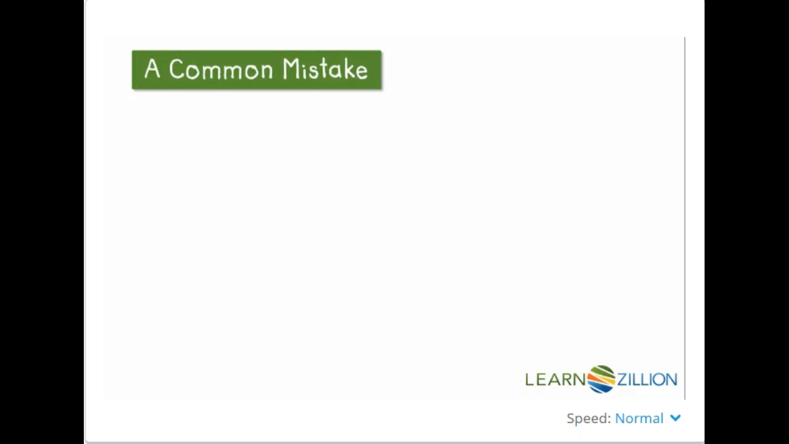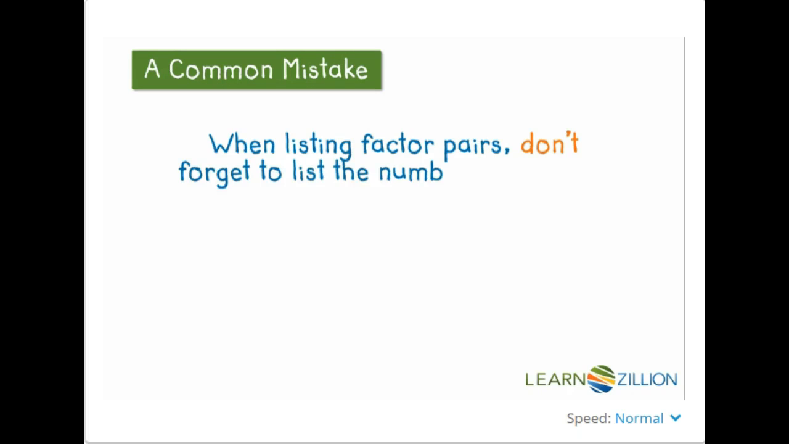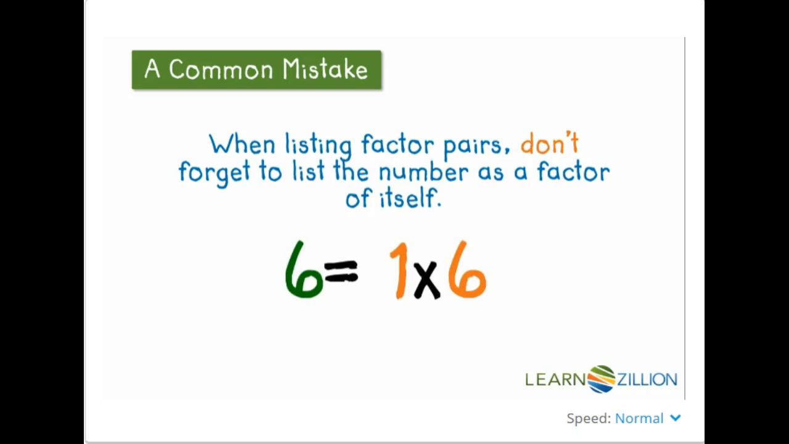A common mistake that people make when listing factor pairs for a number is to list just some of the factors. When making your list of factor pairs, don't forget that the number is a factor of itself. When finding factor pairs of 6, 1 is also a factor of 6 because 1 times 6 is 6, and 6 is a factor of 6.